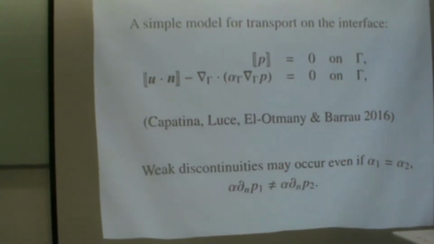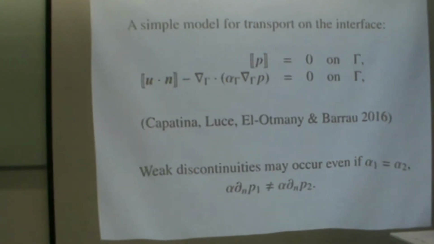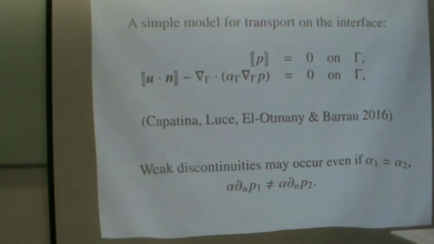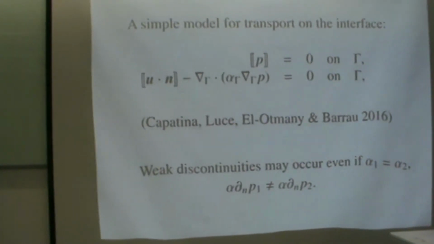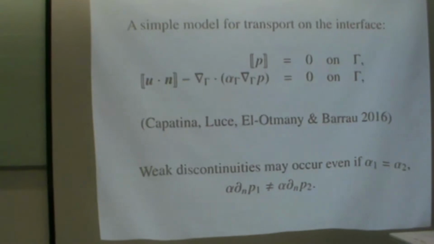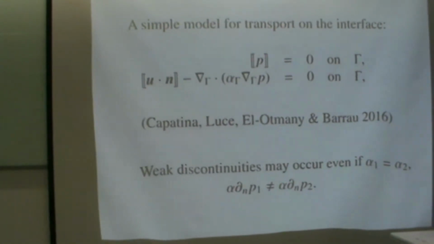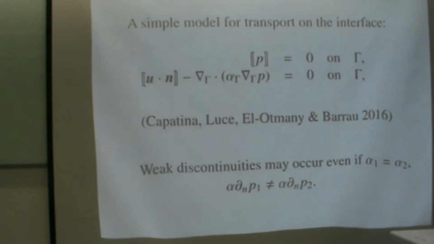So a simple model for transport on the interface is that you actually have also a Poisson problem on the interface, driven by the influx or outflux of fluids from the bulk. This model is a very simple one, was proposed in this recent paper. Notice that weak discontinuities can appear now even if the fluxes are in balance because of this term. Or not if the fluxes are in balance, but if the material parameter doesn't vary across the interface, you can still have weak discontinuities in the derivative.